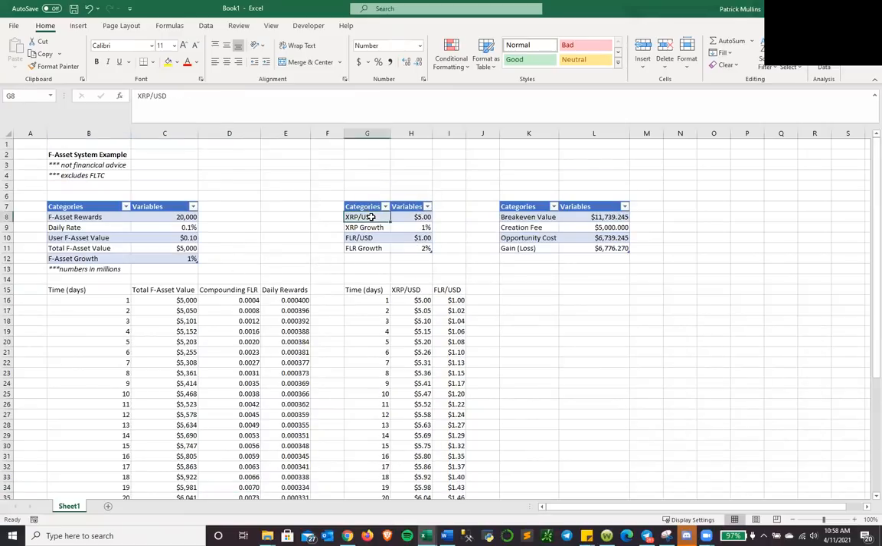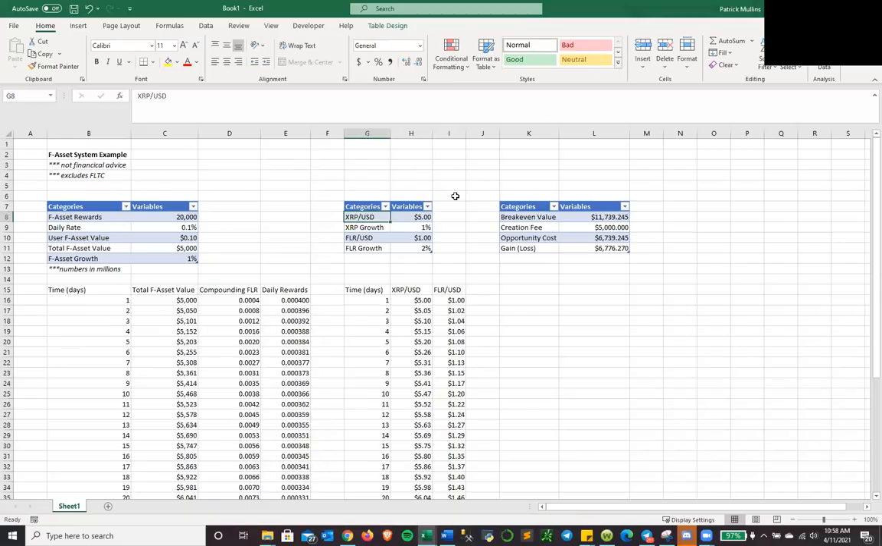So to get into the next part of this, we need to calculate what our opportunity cost was for basically paying a 5% creation fee with our XRP, what our break-even point is, and how much we actually earned in dollar value.